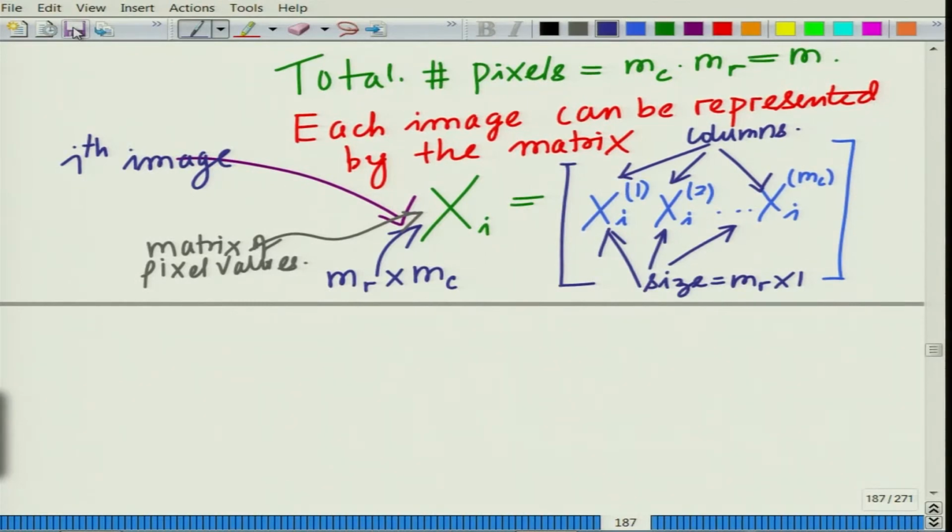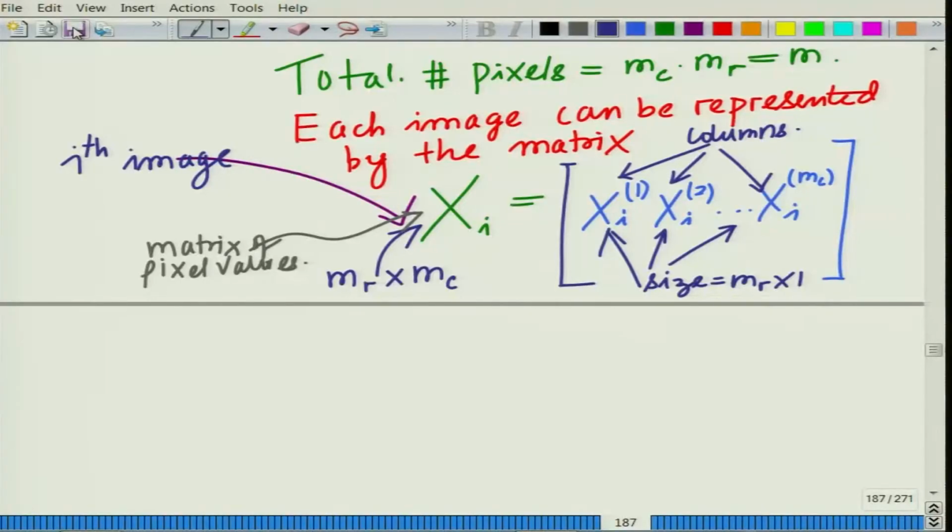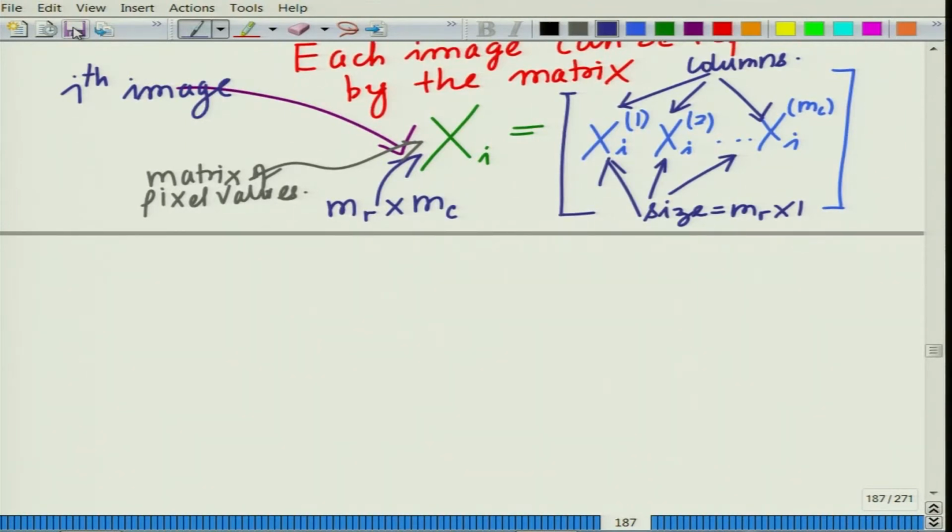Let us take a simple example. Let us say we have a 256 cross 256 image, which basically has 256 rows and 256 columns. It is essentially a matrix of size 256 cross 256, of pixel values. So, you can arrange this as a matrix comprising of 256 columns. Each column has 256 elements. The reason we are doing this is because now we want to form a vector.